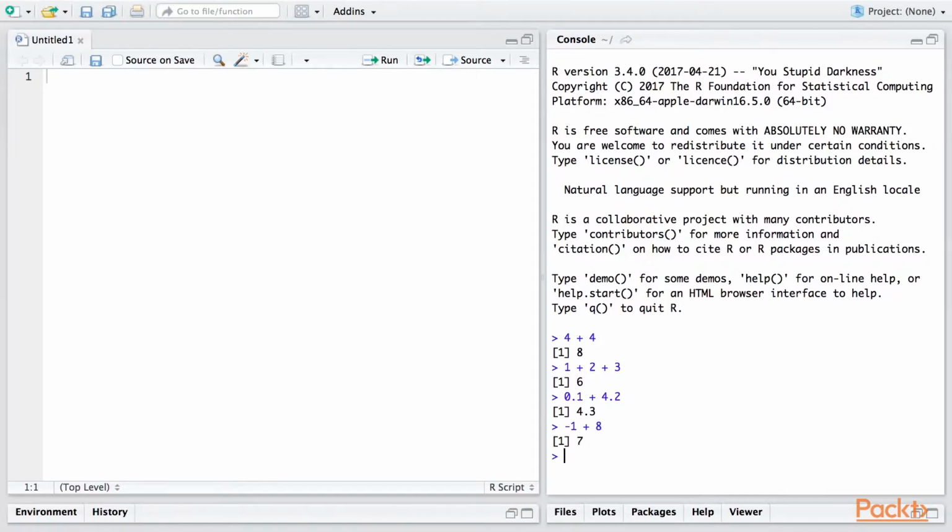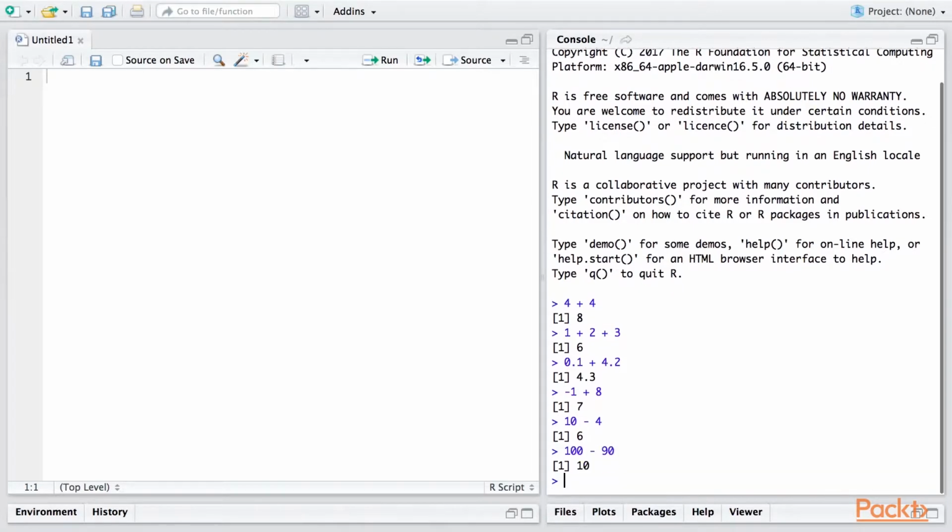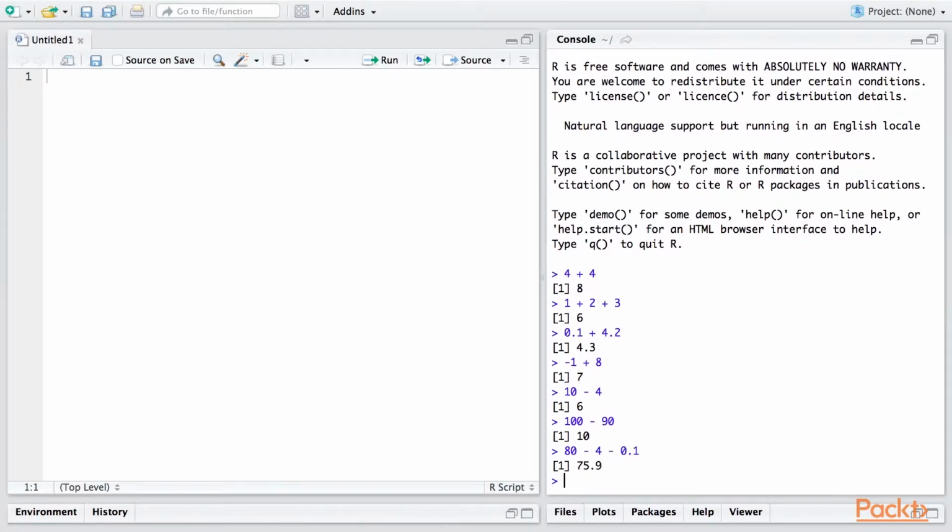negative 1. Subtraction is quite similar, again using the hyphen to indicate a minus sign. 10 minus 4 is 6. 100 minus 90 is 10. 80 minus 4 minus 0.1 is 75.9.